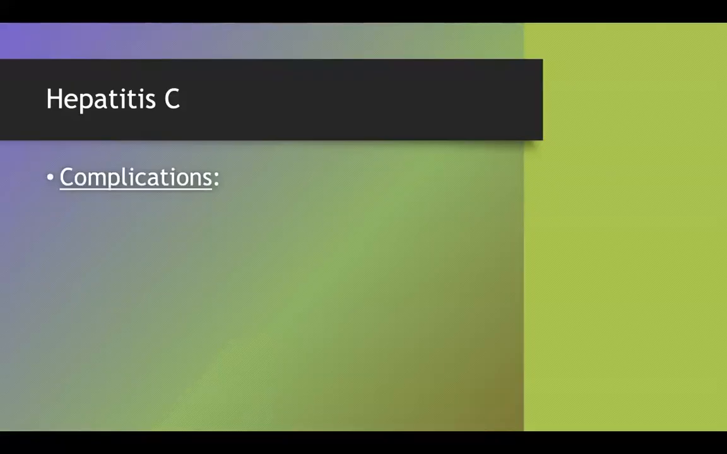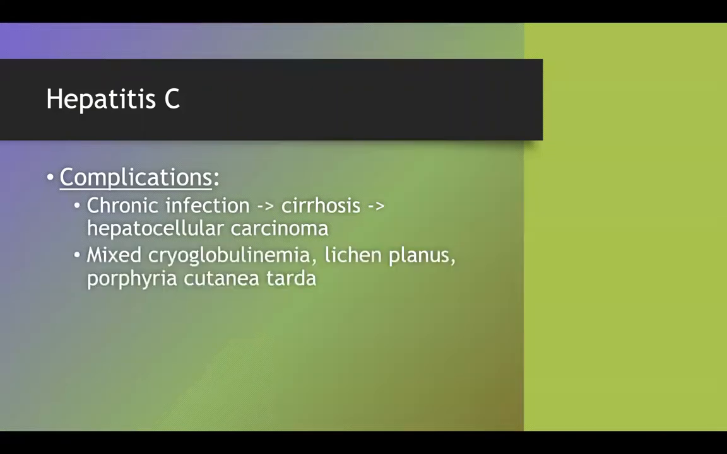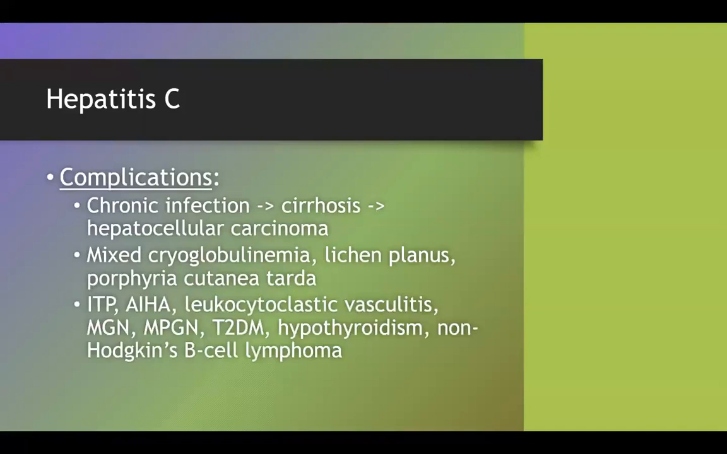So instead of focusing on that, I did want to focus a little bit on the complications. We've already seen that anytime you get a chronic hepatitis infection, that can lead to cirrhosis, which can lead to hepatocellular carcinoma and death. There are several different complications that they sometimes test. They have mixed cryoglobulinemia, lichen planus, and porphyria cutanea tarda, as well as all of these different types of complications.